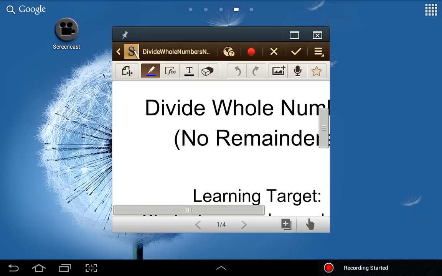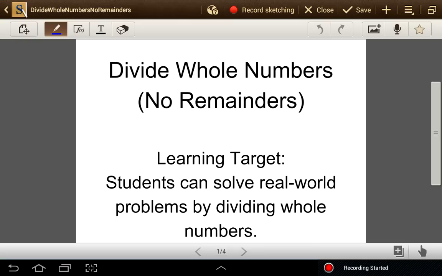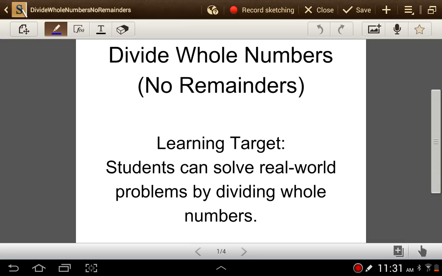Okay, here's our video on dividing whole numbers with no remainders. Make sure you write that in the title at the top of your page. And then make sure you write down your learning target, which is: students can solve real-world problems by dividing whole numbers. If you need to pause to write that down, go ahead. Otherwise, I'm going to move on to my next example.